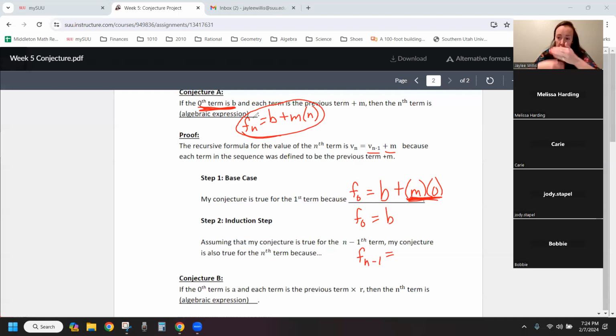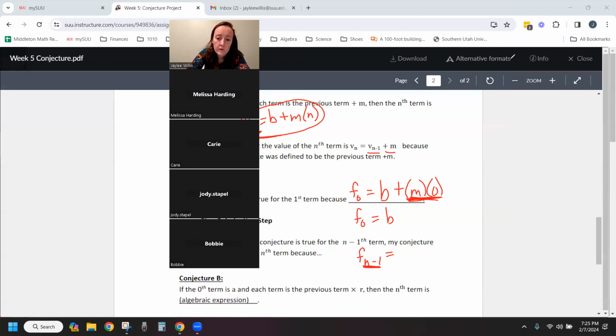That's how induction works: you assume that it is true for the previous term, and then you use that assumption to prove that it's true for the current term you're working on. So notice where the n is here, and notice that we're plugging in an n minus 1. So what would that look like? Yep, exactly, Melissa. So this is going to be our assumption.